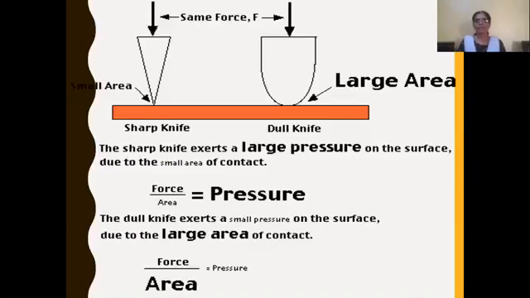So if you take a sharp knife, when we apply a very small force, you can easily cut vegetables. Why? Because a sharp knife exerts larger pressure on the surface. That is, the surface area of the sharp edge is very small, so that it exerts larger pressure. Because of that, vegetables can be cut easily.